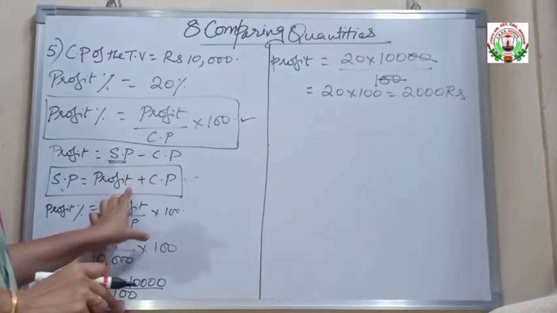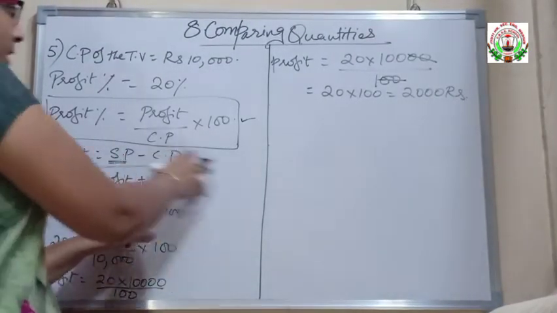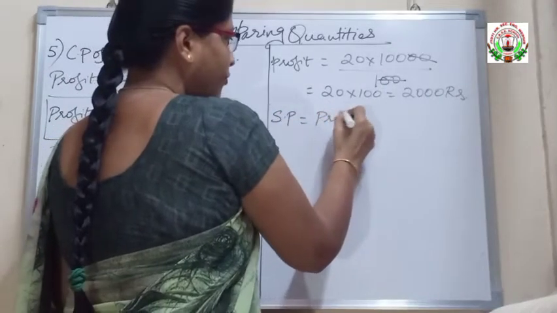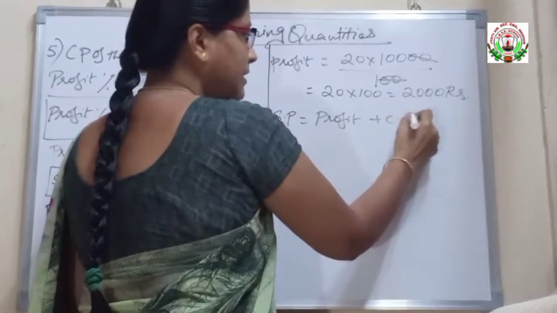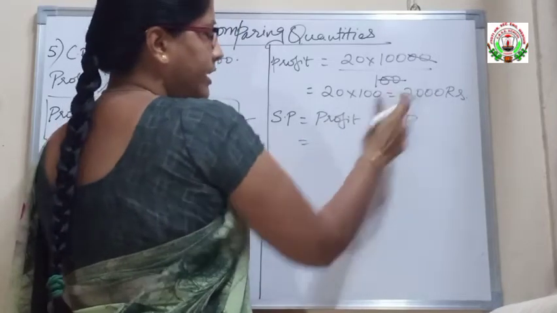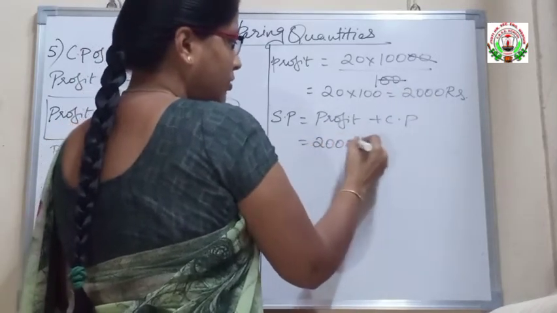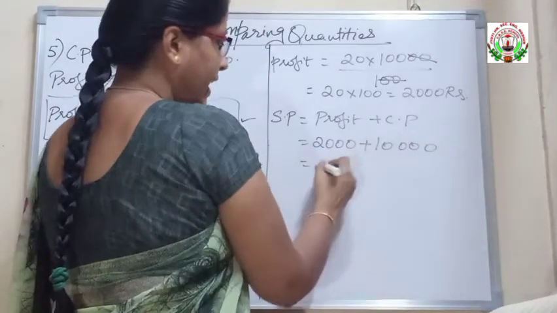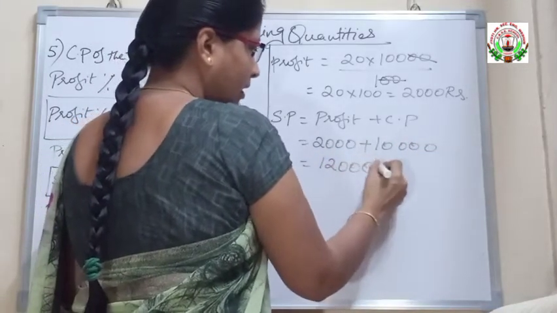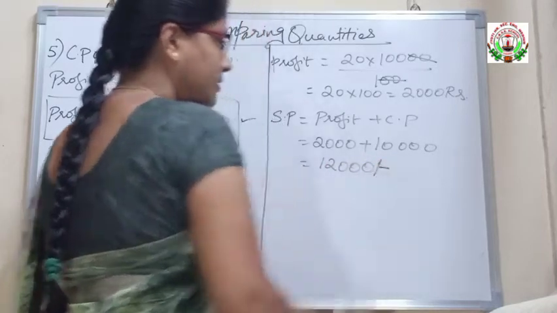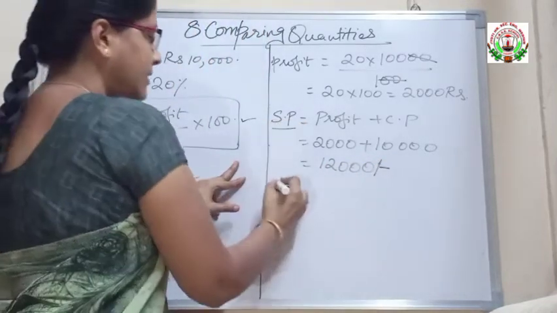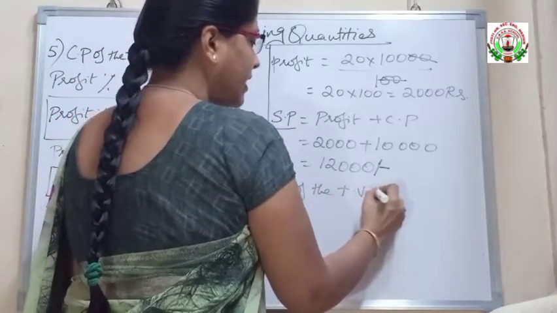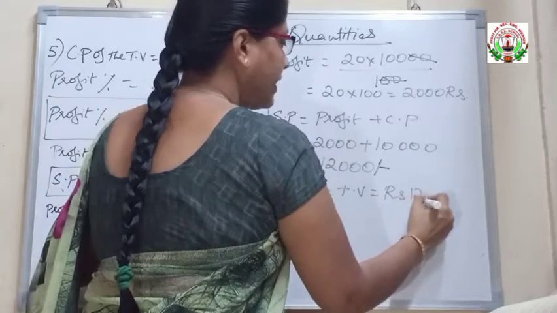Now we are going to use this formula to find the SP, and we have the SP formula as profit plus CP. So profit we got as 2,000 rupees. So here 2,000 rupees plus CP, which is 10,000 rupees. So when we add these two it is 12,000 rupees. So the SP, selling price of the TV, is rupees 12,000.